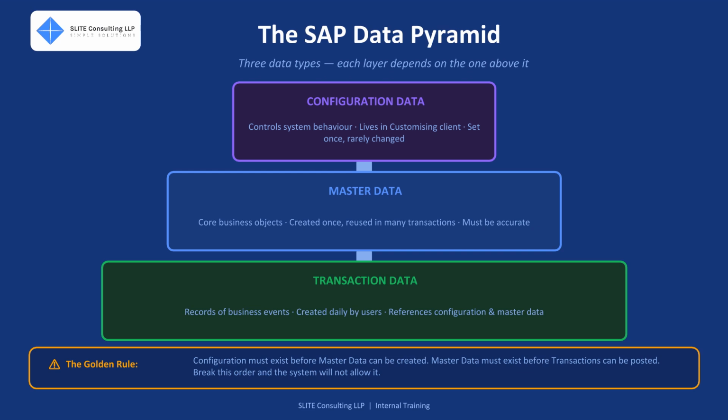Think of it this way. Configuration is the rulebook. It defines how the game is played. Master data is the players, the key business objects that participate in the game. Transaction data is the match itself, the record of everything that happened. All 3 must exist. All 3 must be correct. And they must be created in the right order. This is the golden rule of every SAP project.